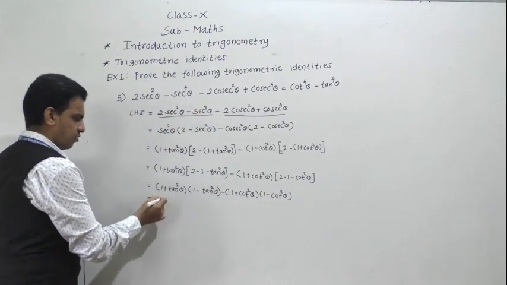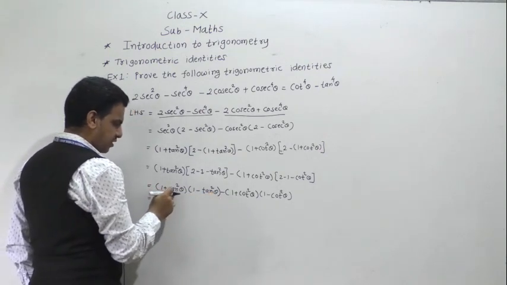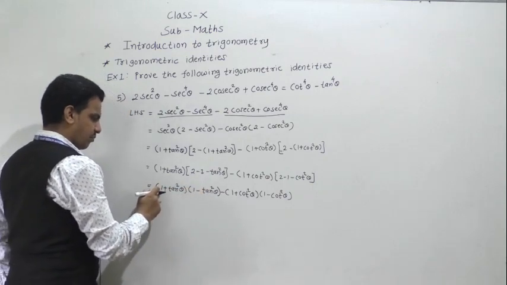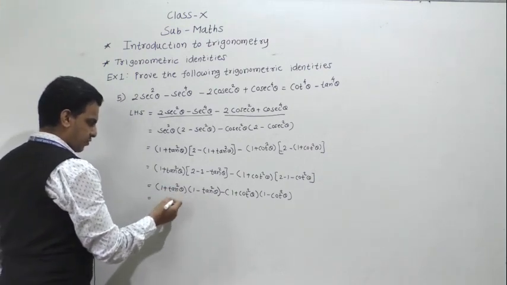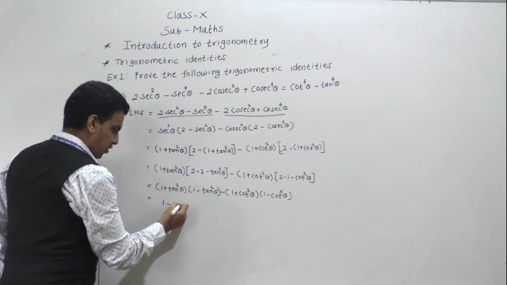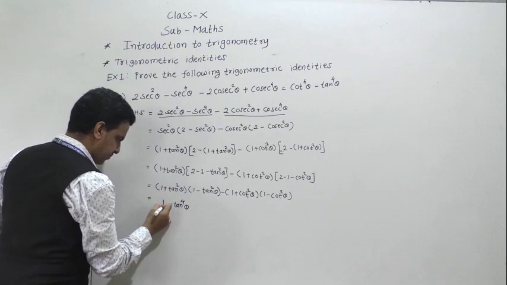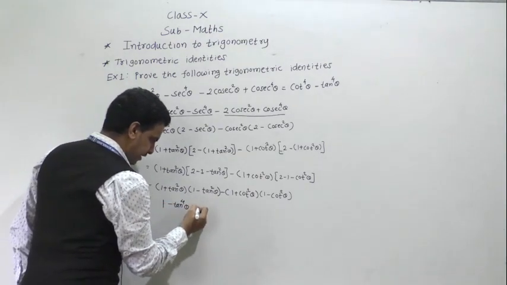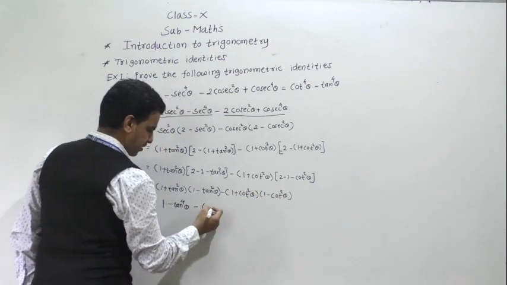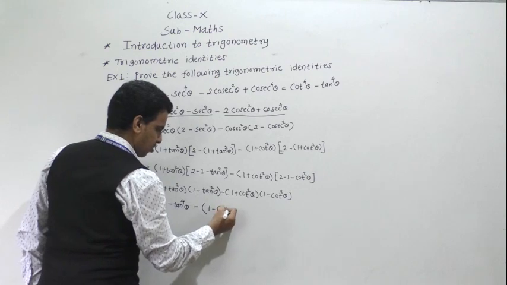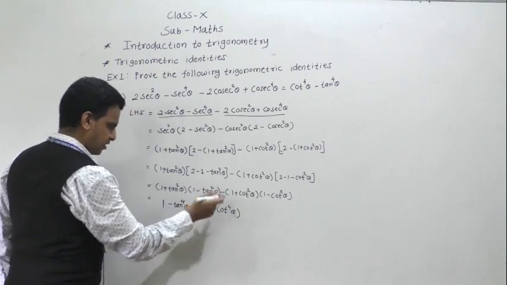Okay, now (1 plus tan square theta) into (1 minus tan square theta). So (a plus b)(a minus b) is a square minus b square. So 1 square is 1, minus b square. So tan square theta squared is tan raised to 4 theta. So 1 minus tan raised to 4 theta, minus, again, (1 plus cot square theta) into (1 minus cot square theta), that is 1 minus cot raised to 4 theta. Okay, and the minus sign is outside of this bracket.